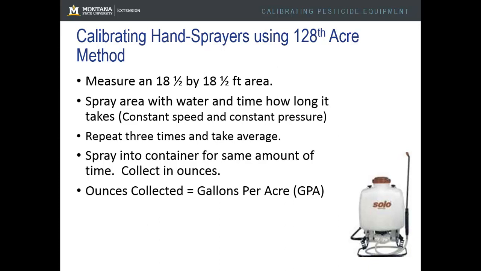Finally, spray into a container for the average time it took you to spray the test plot. What you collect in ounces is the gallons per acre output of the hand sprayer. This simple-to-use technique is much better than guessing the output of the sprayer and will ensure efficacy while eliminating non-target damage from over-application.